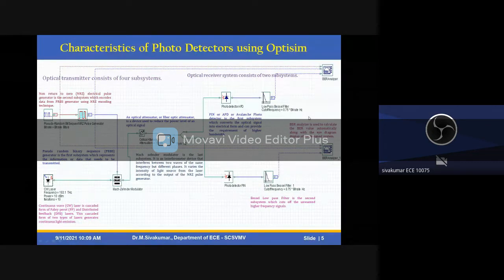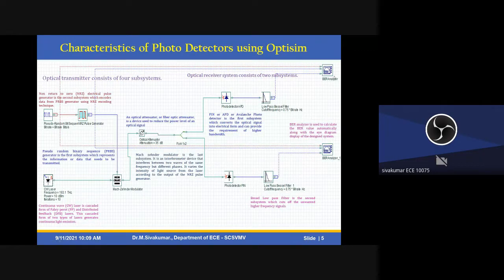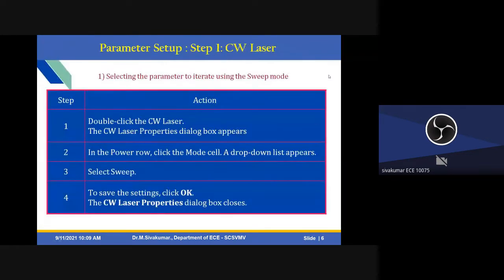You can tune the performance. So you can tune the performance, tune the parameters. Also, you can get a high quality factor and a better BER rate. Okay, here these are the steps already.